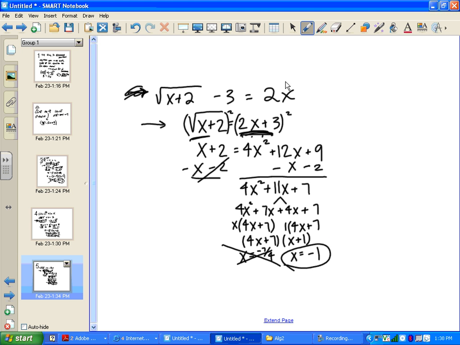Now, y'all look at the homework. Try the first two. Usually the first two have been the hardest in this.